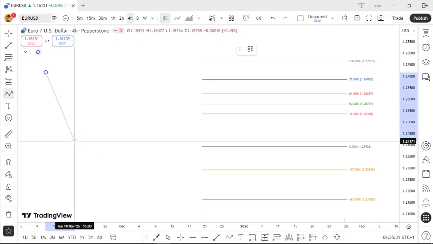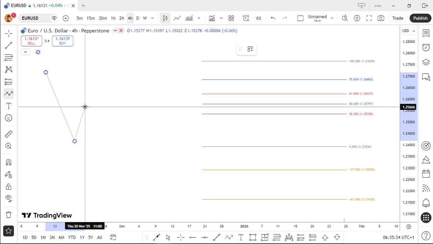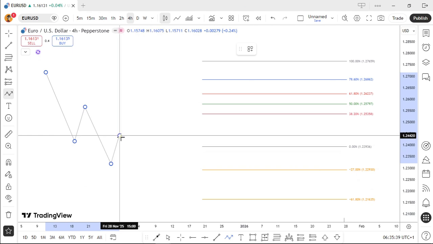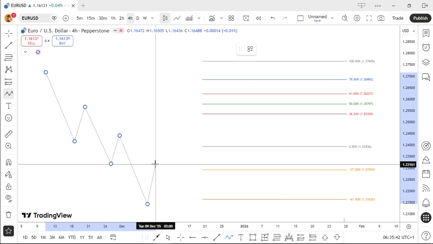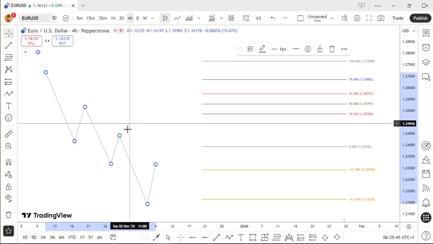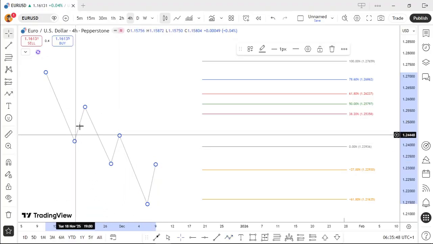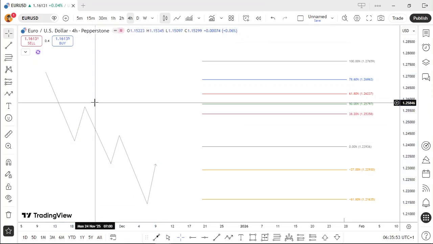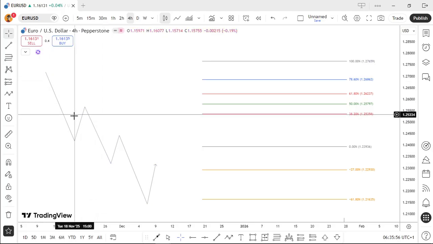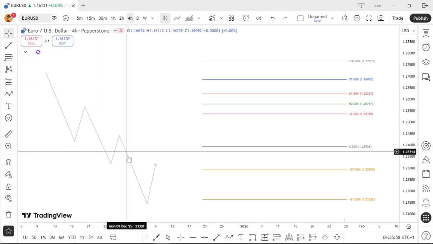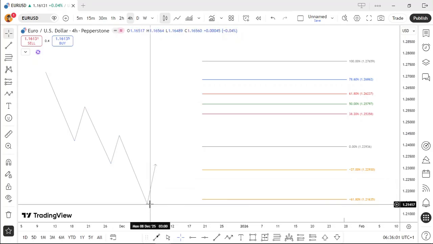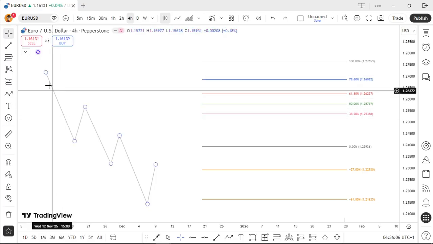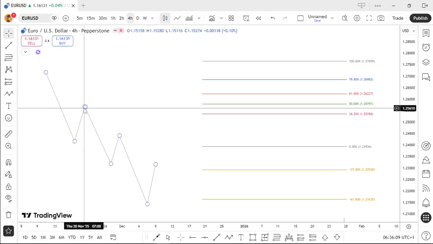So this is the impulsive move and this is the retracement. This retracement is also called a pullback. You can refer to it as a pullback move. So you can see the market moves in waves. The movement in waves is what creates this retracement: the impulse and the pullback, which is the retracement.